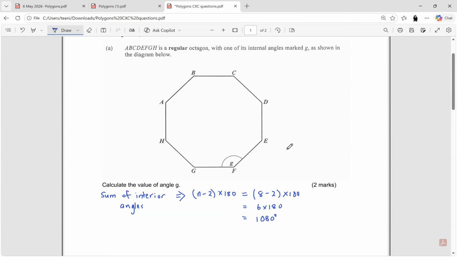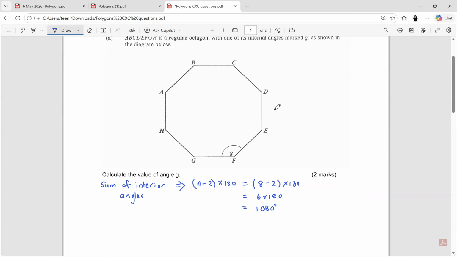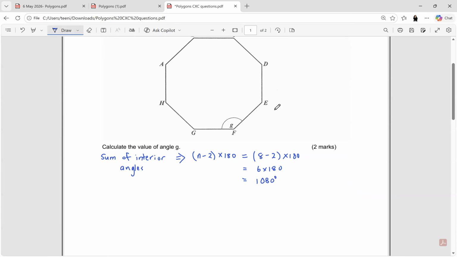So basically, this would be exactly like we did before, guys. All of these are actually G because they're all equal. Sorry, my G is looking horrible. But yes, to find G, you'll say 1080 divided by 8. And what is that, Zara? 135. So 1080 divided by 8 gives me 135 degrees.